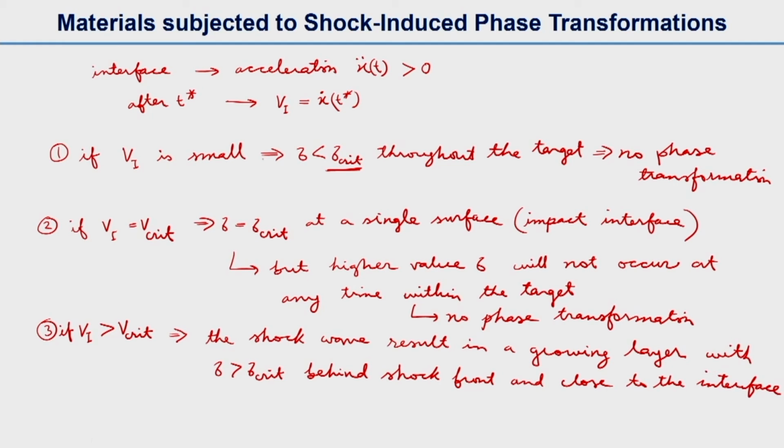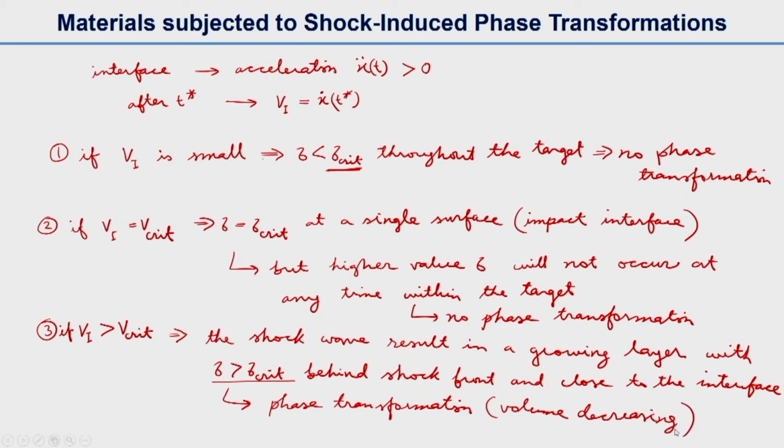So, in this case the impact interface acceleration will induce volume decreasing phase transformations. There will be a growing layer with sigma critical, and that means it will favor a phase transformation, which, as we know, is a volume decreasing phase transformation, delta V smaller than 0.